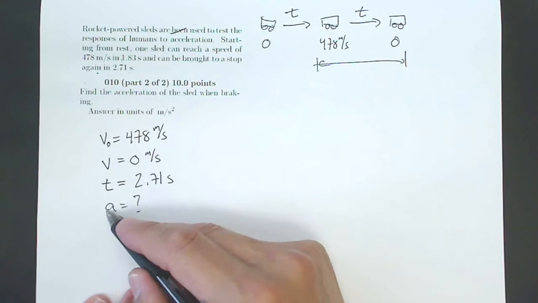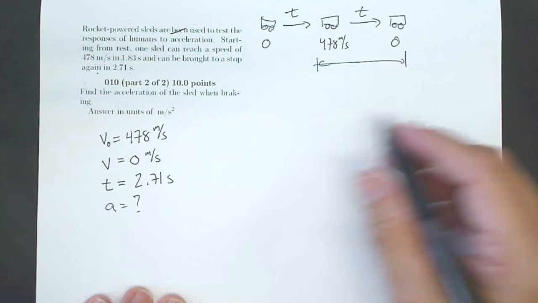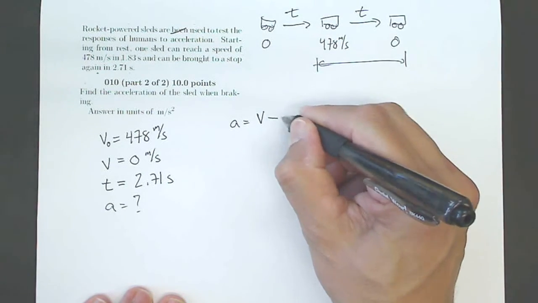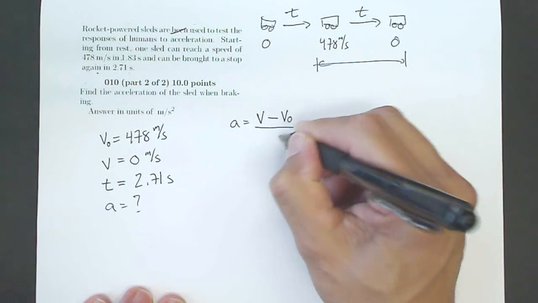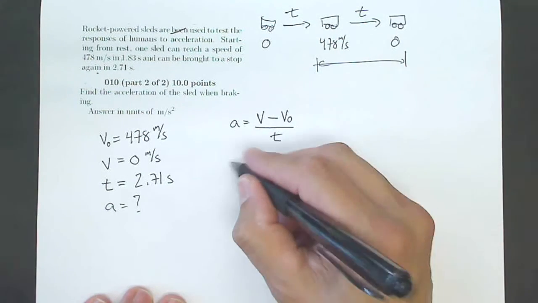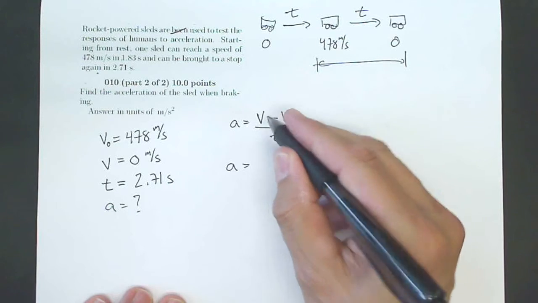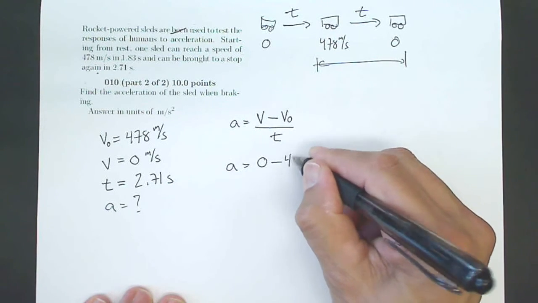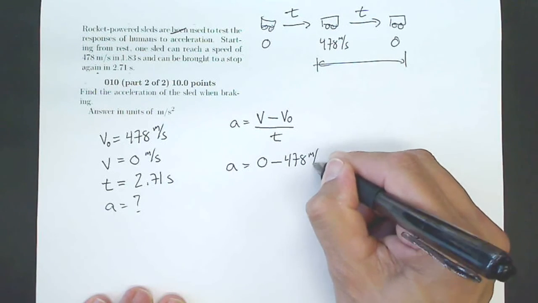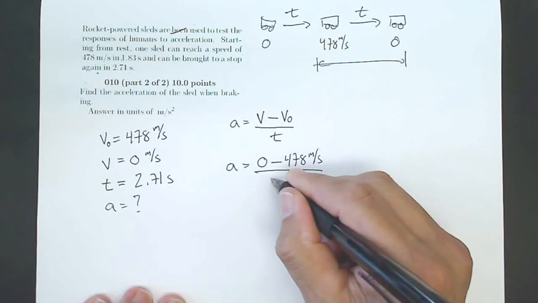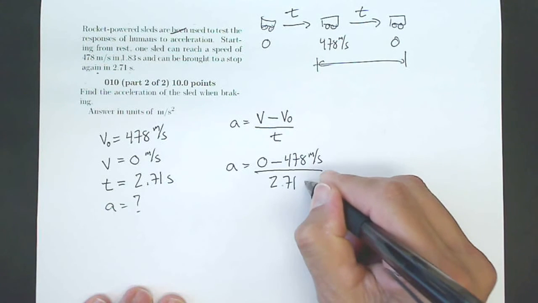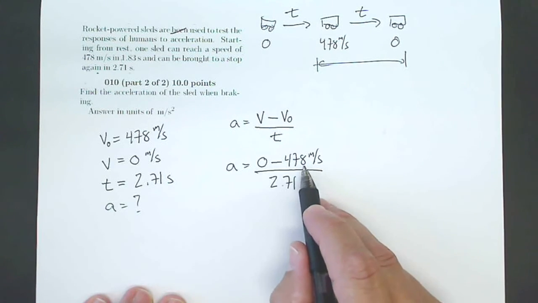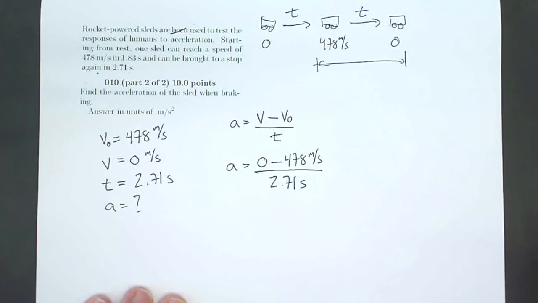My relationship between acceleration, time, velocity, and initial velocity is that my acceleration is going to be my final velocity minus my initial velocity, divided by the time. In this case, my final velocity is 0, my initial velocity is 478 meters per second, and my time is 2.71 seconds. Now, what do you notice here? This is 0 minus 478, that's going to be negative 478.